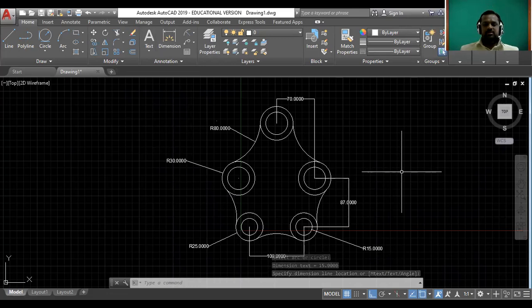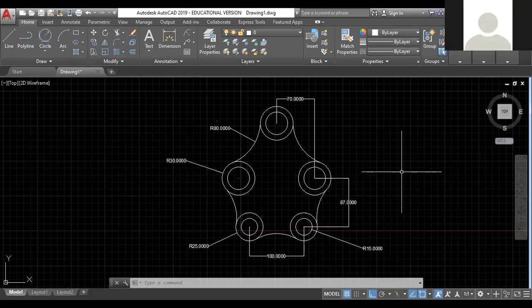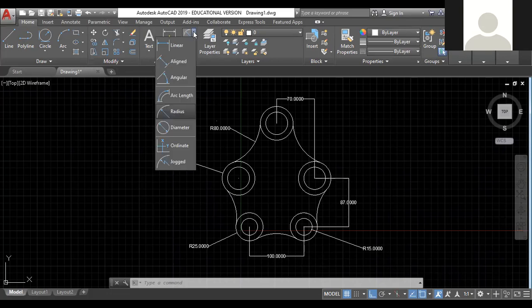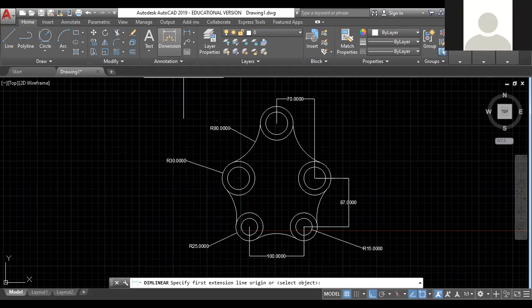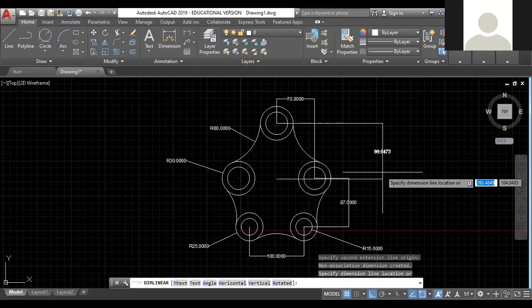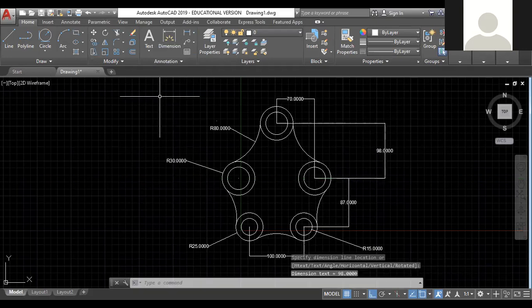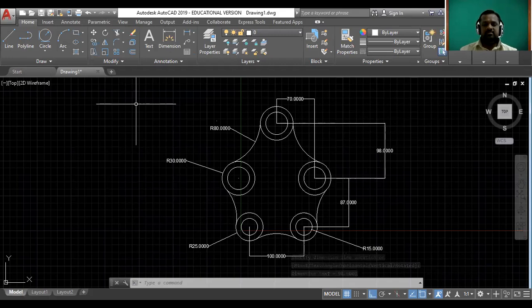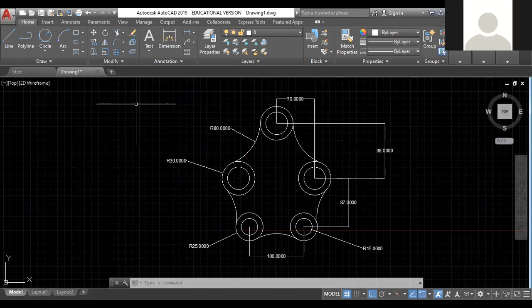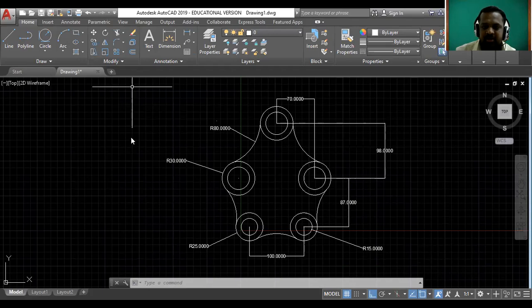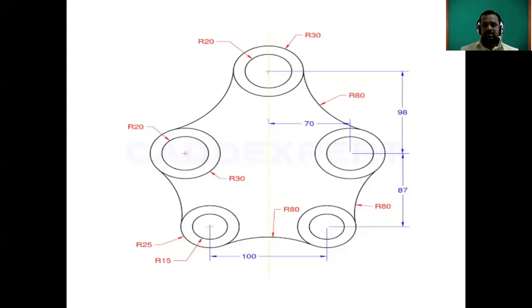Okay, so understood? Yes, sir. Yes, please, 98 distance. 98 distance. Yes, now it is clear. So this is about this figure, and in this way we have to draw this figure in AutoCAD. Understood which commands I have used to draw this figure? Anybody having any doubt, any problem regarding this? No, sir.